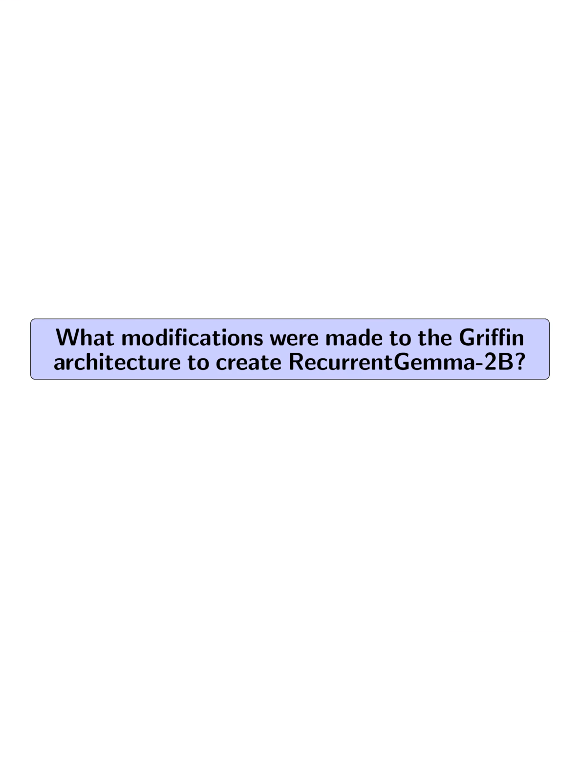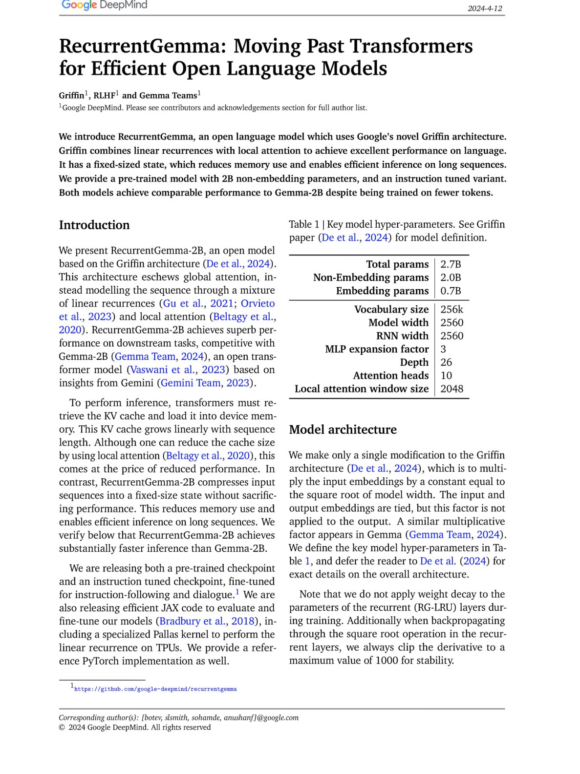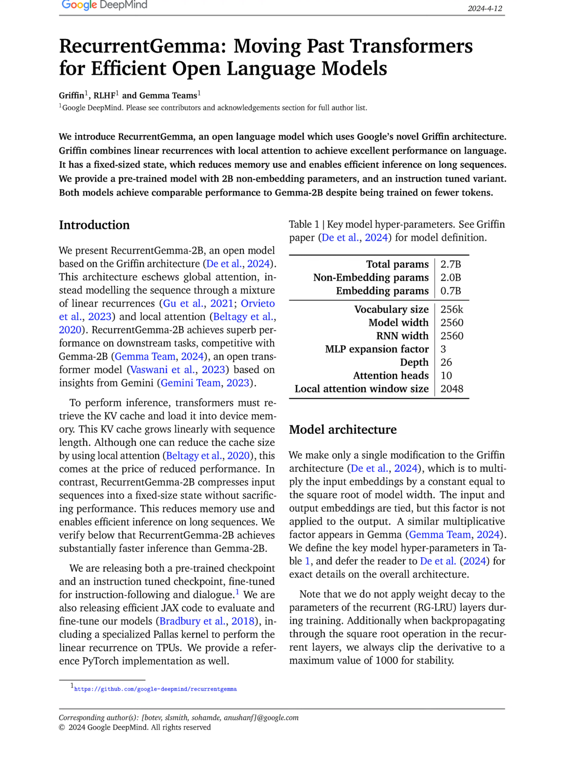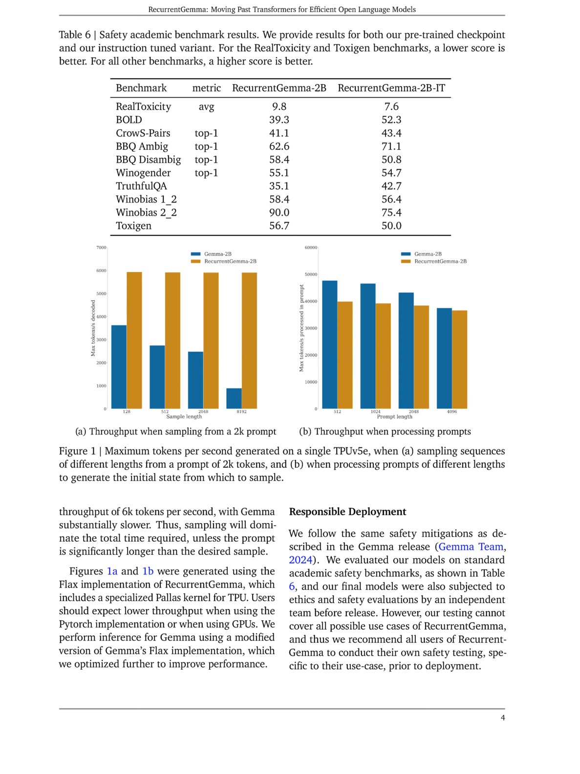What modifications were made to the Griffin architecture to create RecurrentGemma-2B? To create RecurrentGemma-2B, a single modification was made to the Griffin architecture. The modification involved multiplying the input embeddings by a constant equal to the square root of the model width. This adjustment was implemented to enhance the model's performance. Additionally, the input and output embeddings were tied together, but the multiplicative factor was not applied to the output embeddings. This modification is in line with the architecture of Gemma, which also incorporates a similar multiplicative factor.